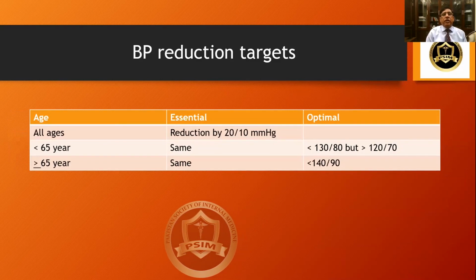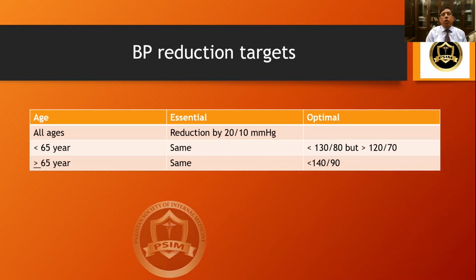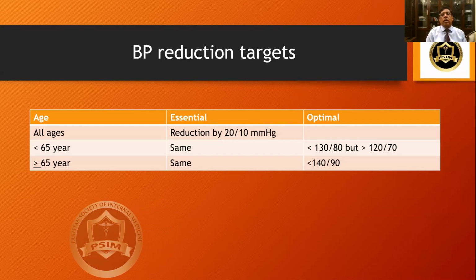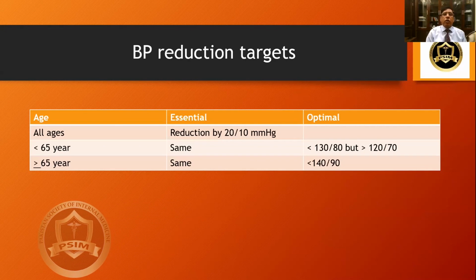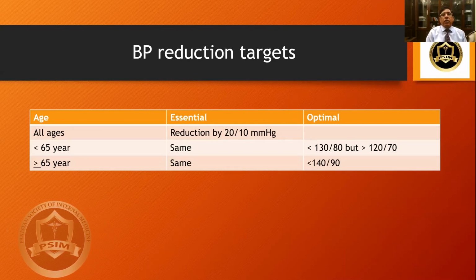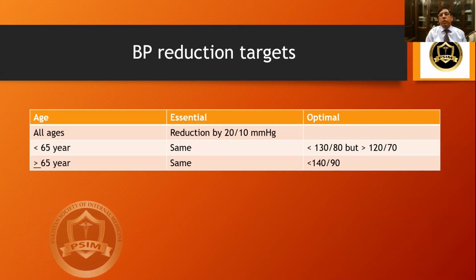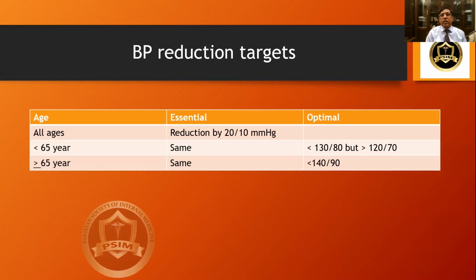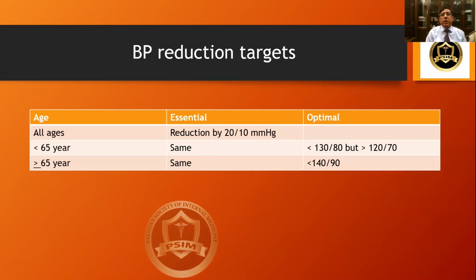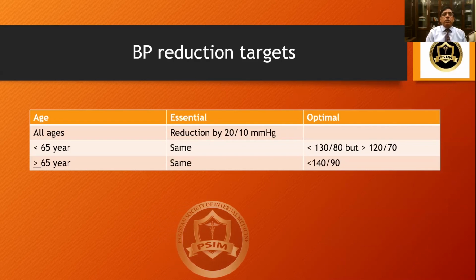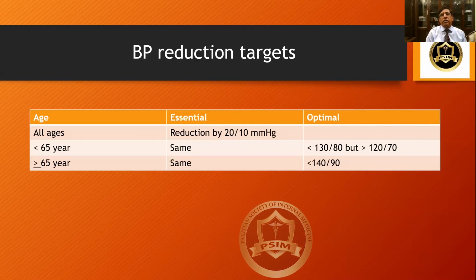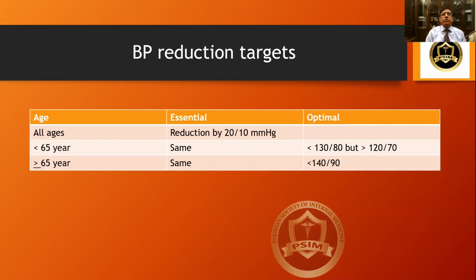So the BP reduction targets are that for all ages, for all groups, we have to have a reduction of 20 millimeters of systolic and 10 millimeters of diastolic. Less than 65, essentially the same to be achieved, but optimal would be less than 130/80, while preferably keeping it above 120/70. But for those more than 65 years of age, the optimal is to keep it less than 140/90.